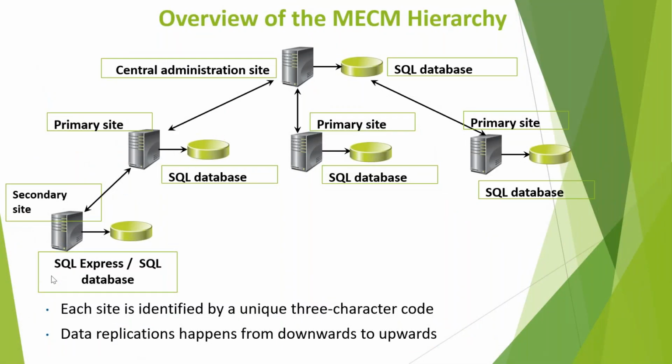Now tomorrow, now database replication, whatever the data is, secondary collects from the client machines in the branch, it's going to pass on to the primary. Whatever the data primary collects, it's going to pass on to the central. Now database replication happens from downward to upward like this.